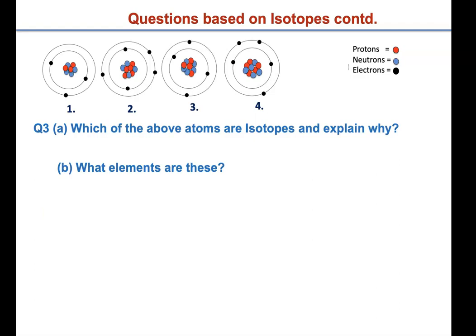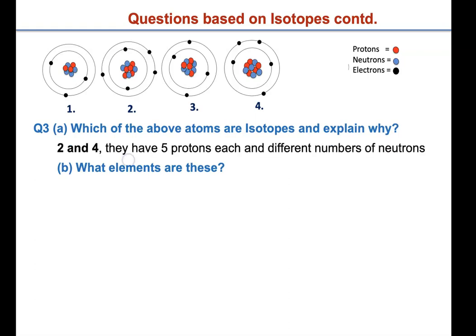So another question based on isotopes. This one has 4 atoms and it's asking which of the above atoms are isotopes and explain why. So you're going to count the red protons and see who has the same number of protons. Pause and figure out how to answer this question. And then I've asked which elements are these. So part A is 2 and 4. They both have 5 protons.